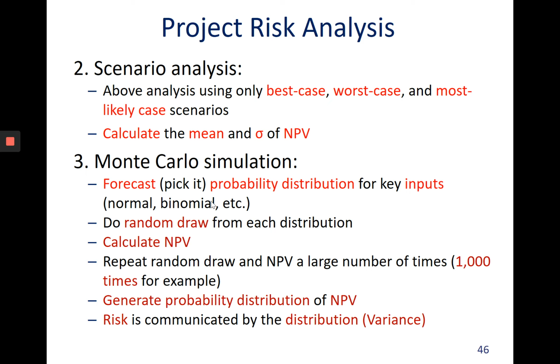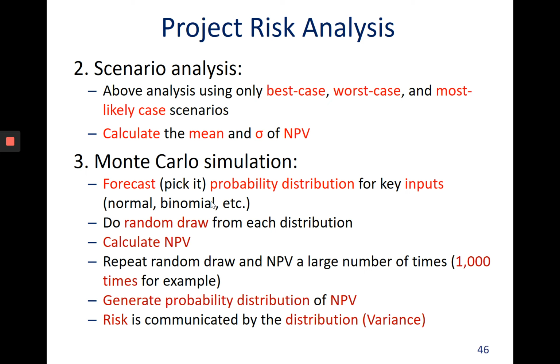With a computer program, we can change several variables at the same time and graph a multi-dimensional graph where these variables changing to each other and their interaction can be shown. We do a random draw from each distribution. We calculate net present value.